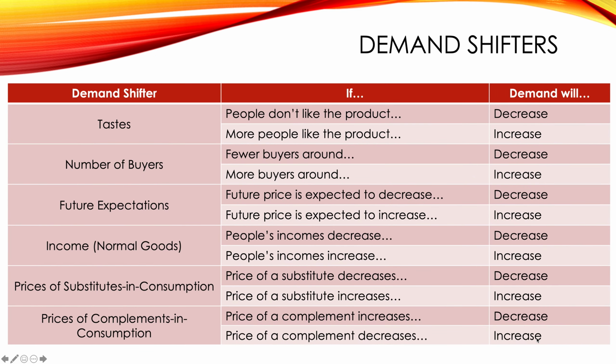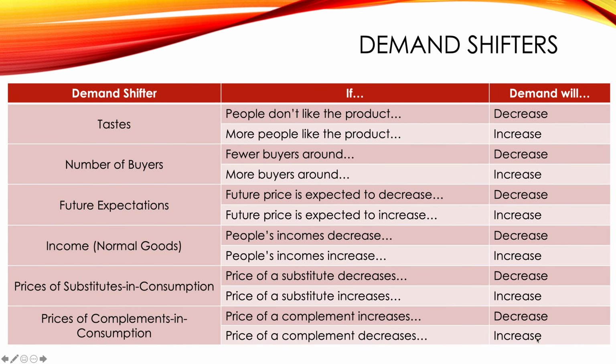You could copy this into your notes if you wanted to, but you don't have to, where we look at the effects of taste, number of buyers, future expectations, income regarding normal goods, not inferior goods, prices of substitutes in consumption, and prices of complements in consumption. I'm not going to go through this whole table, but if you'd like to pause the video and write down any parts of this that you need, or check this against notes that you already have, that might be a good idea. So these are demand shifters. Take a second if you need it. And if you don't need it, or you already took some notes or checked your notes, we can move on.